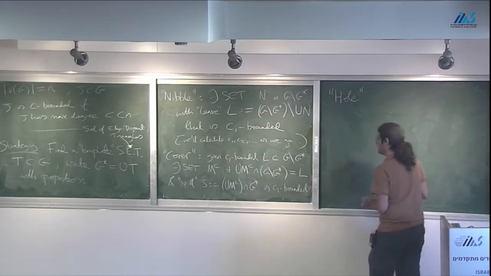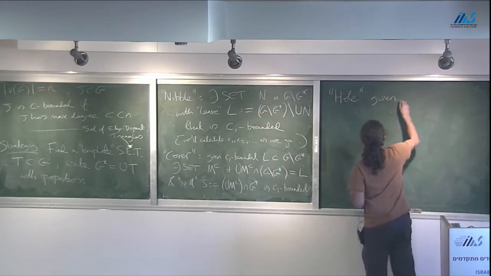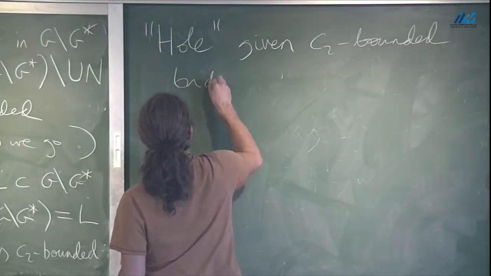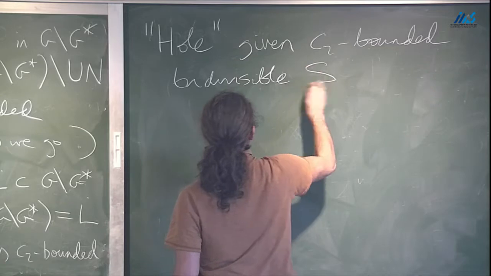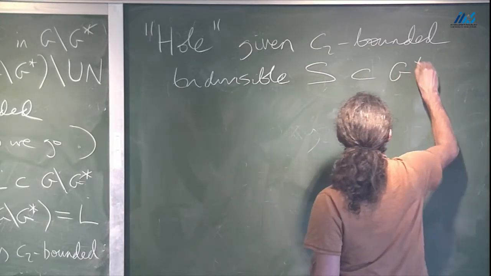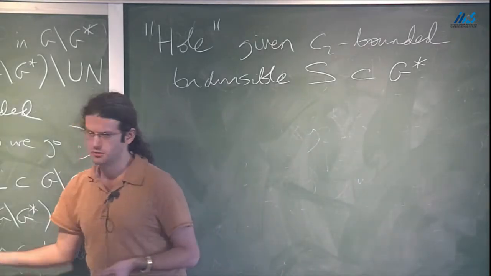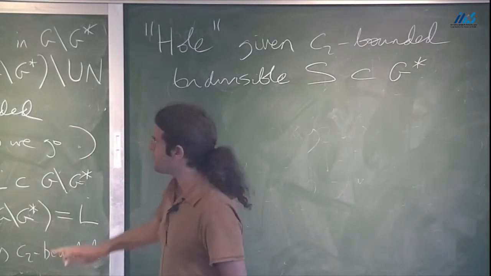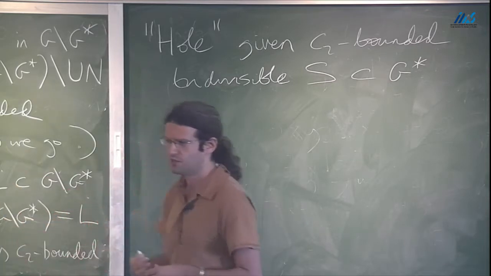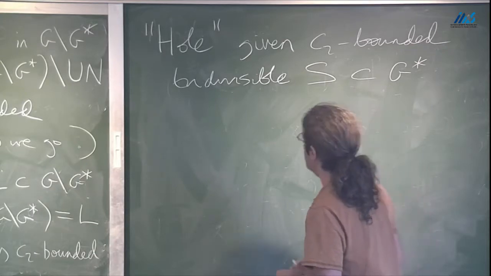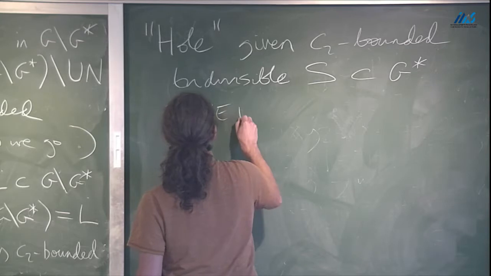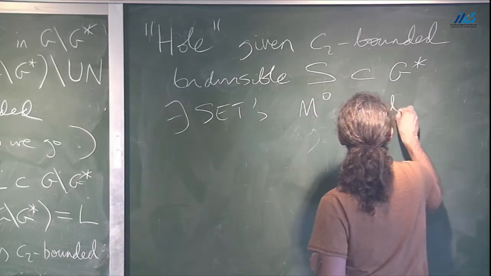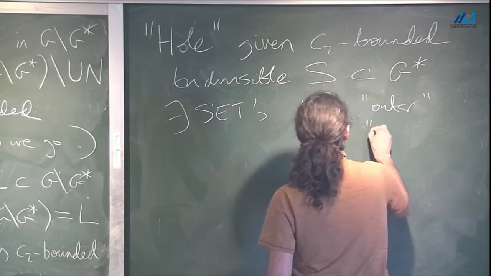So given C2 bounded, tridivisible S subset of G star. I'll explain in a minute why this S is tridivisible. C2 is the same C2 as here. I'm repeating the conclusions of each step as the hypothesis of the next step. There are two sets of edge disjoint triangles: MO, which is the outer one, and MI, which is the inner one.